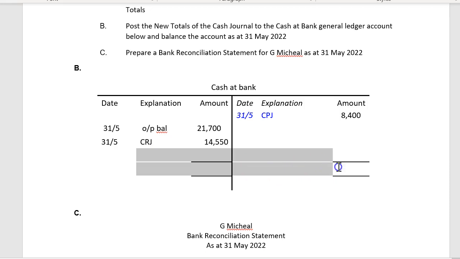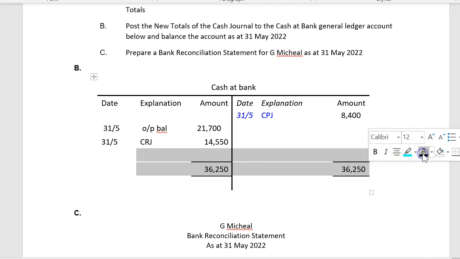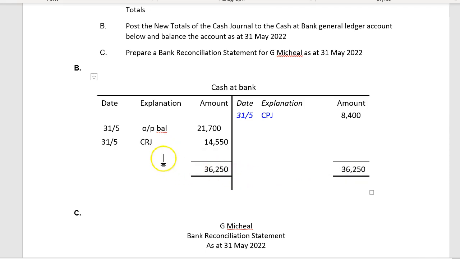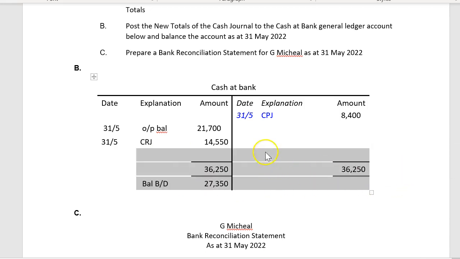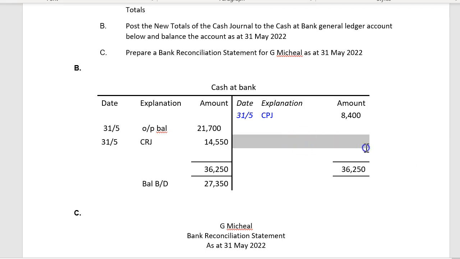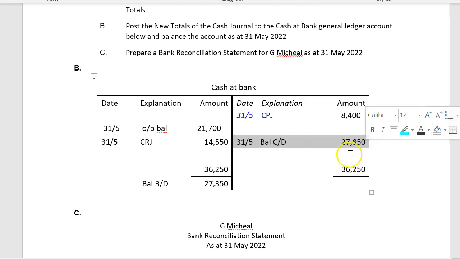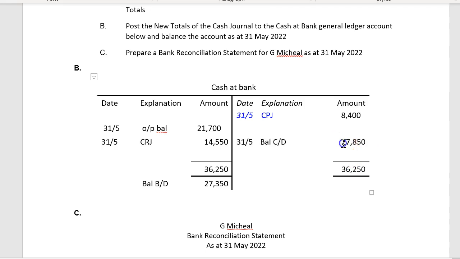Okay, so what's the balance? Yep, so the balancing amount is 27,850. The total is 36,250. The closing balance is 27,850. This also becomes the opening balance for the next period.